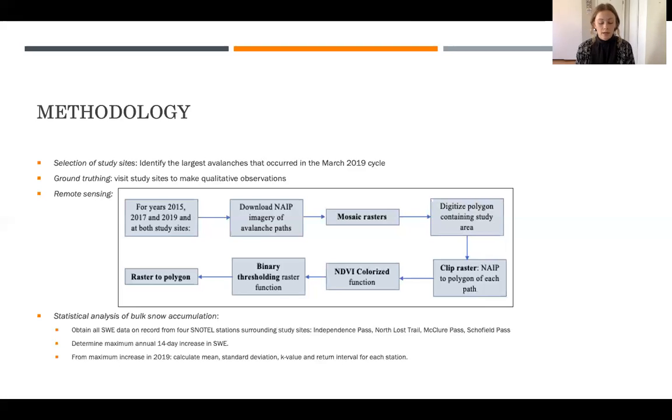I found the annual maximum change in SWE in 14-day periods for each station, and then for each station, the mean, standard deviation, K value, and return interval were calculated. This would tell me how often similar bulk snow accumulation events occur.